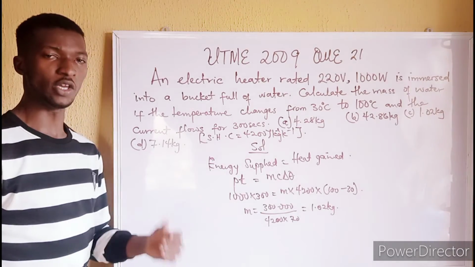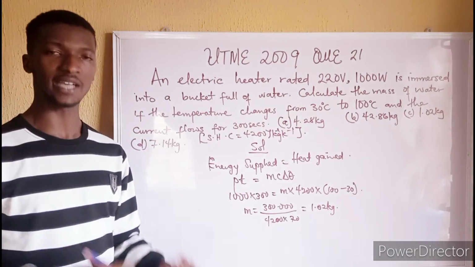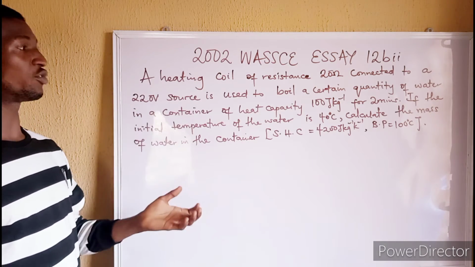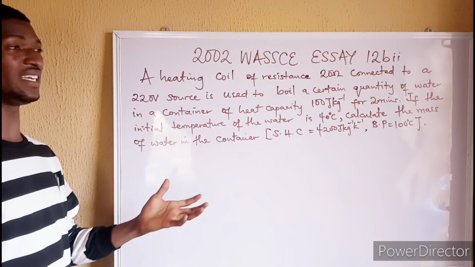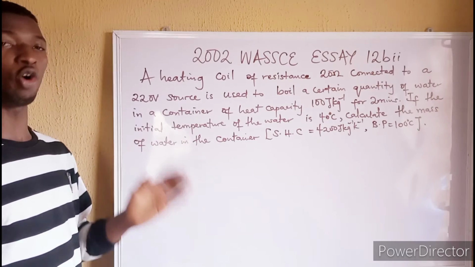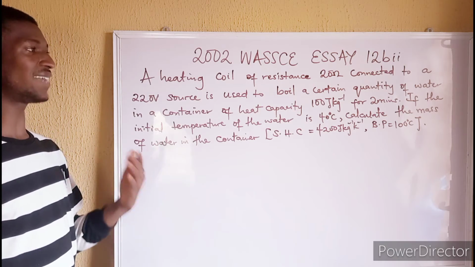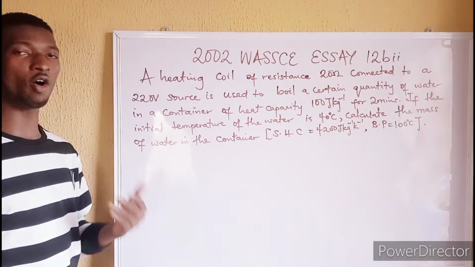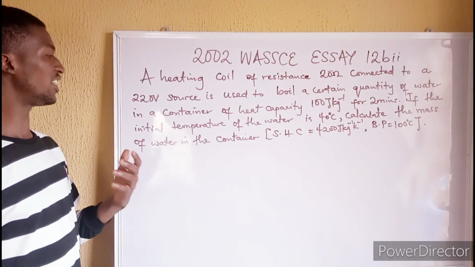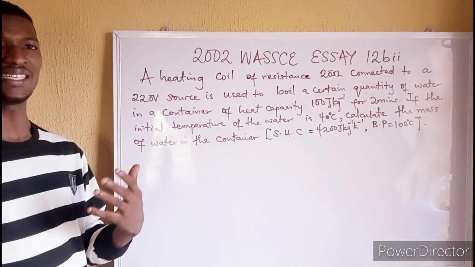Now let's take another example in which we now consider a good conductor, when the conductor is given either the heat capacity or the specific heat capacity. Taking this last aspect derived from 2002 WAEC question, essay 12B Roman figure 2, the question states that a heating coil of resistance 20 ohm connected to a 220 volt source is used to boil a certain quantity of water in a container of heat capacity 100 joule per kilogram for 2 minutes. If the initial temperature of the water is 40 degrees Celsius, calculate the mass of water in the container.